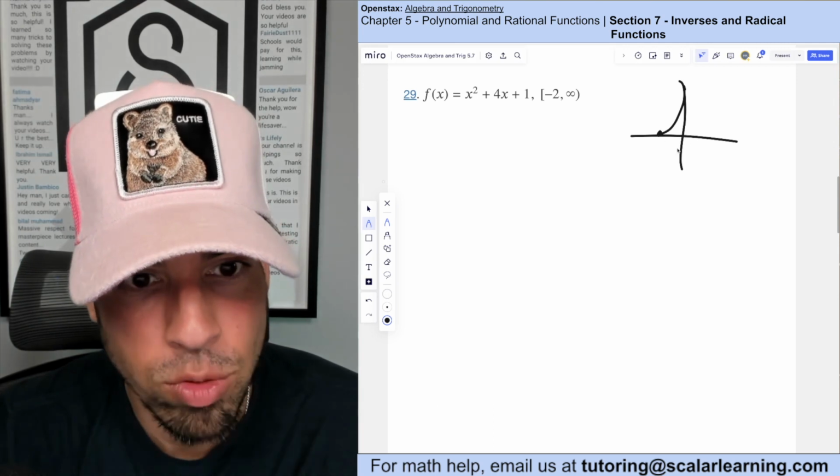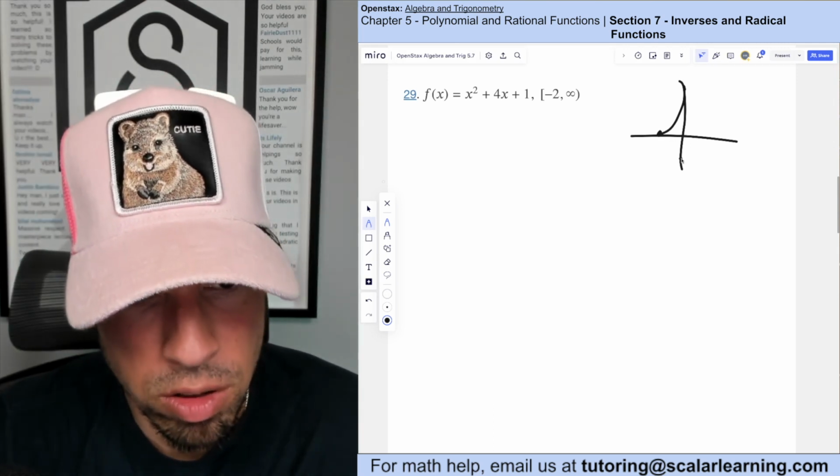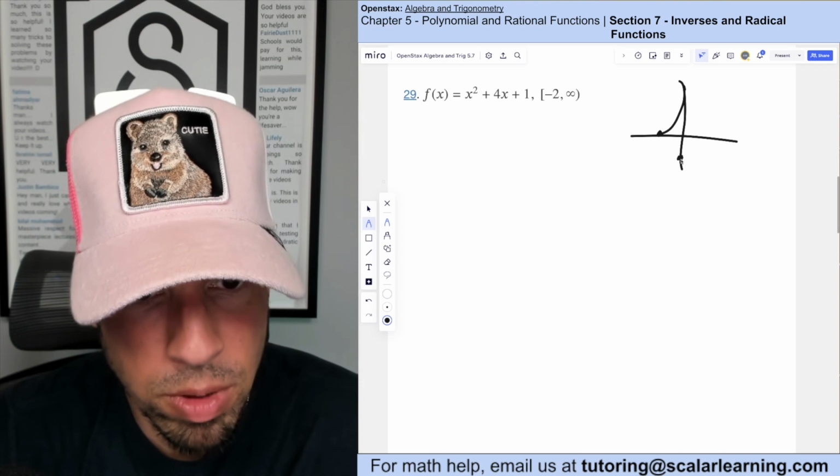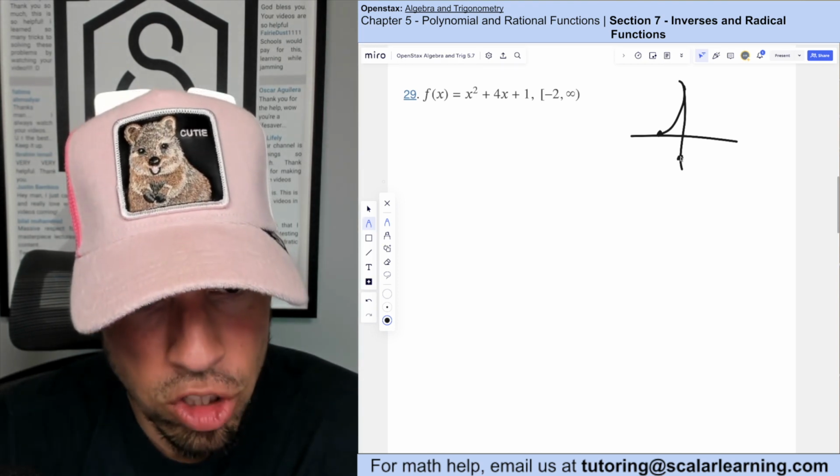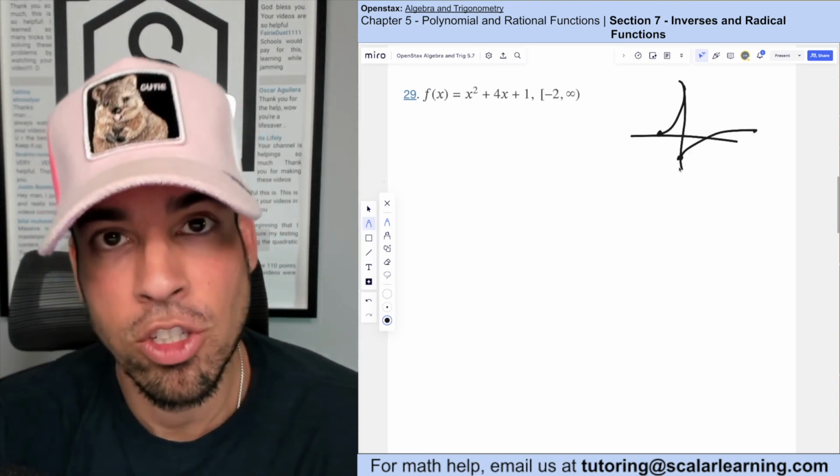And that's what we're doing the inverse of. And the inverse now is going to look something like this. I'm just saying approximately like a radical, maybe starting here and just kind of flipping across. So that's just something to keep in mind.